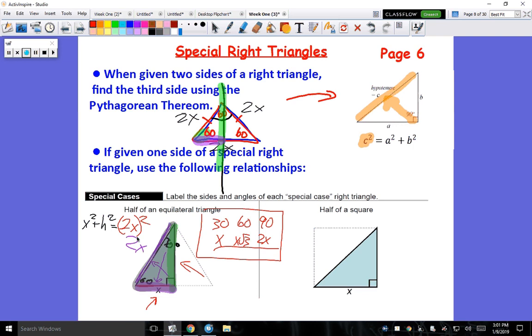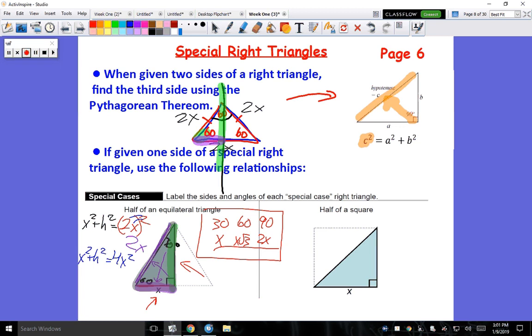Now, if I were to go and square these pieces, I would get 4x squared is equal to x squared plus h squared. And what is my goal? What is it that I'm trying to solve for right now? Anybody? H. I'm trying to find h, right? So what should I do?